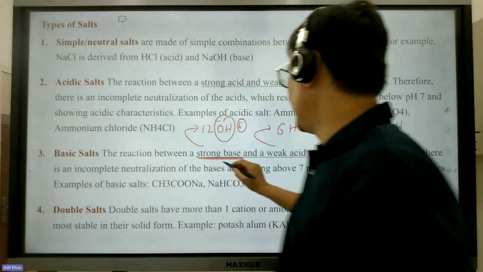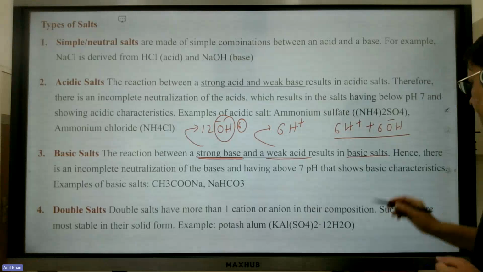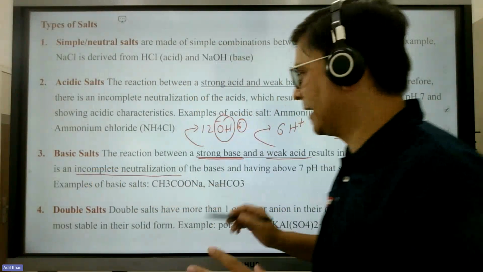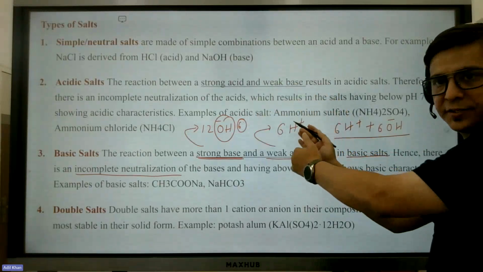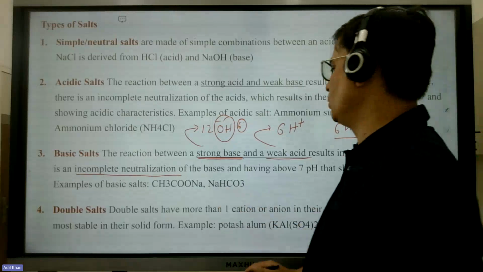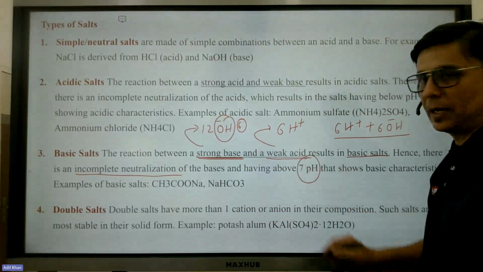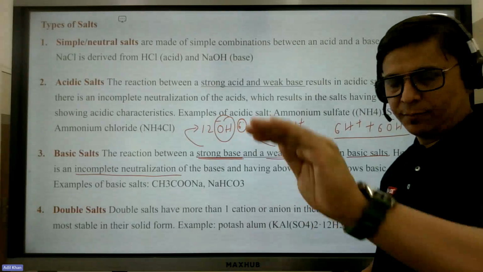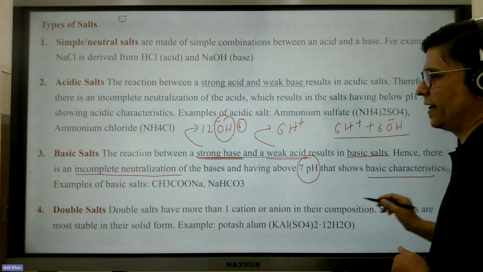So it is formed by the reaction of a strong base and a weak acid, resulting in a basic salt. Hence, there is an incomplete neutralization. Again, neutralization is not complete. What do you mean by that? 12 and 6, so 6 and 6 will react, and 6 is still left. That's why it is incomplete neutralization of the base. In this, the pH will be above 7. Above 7 means towards the basic range. 7 is the neutral pH, below 7 is acidic, above 7 is basic, and it shows a basic character.